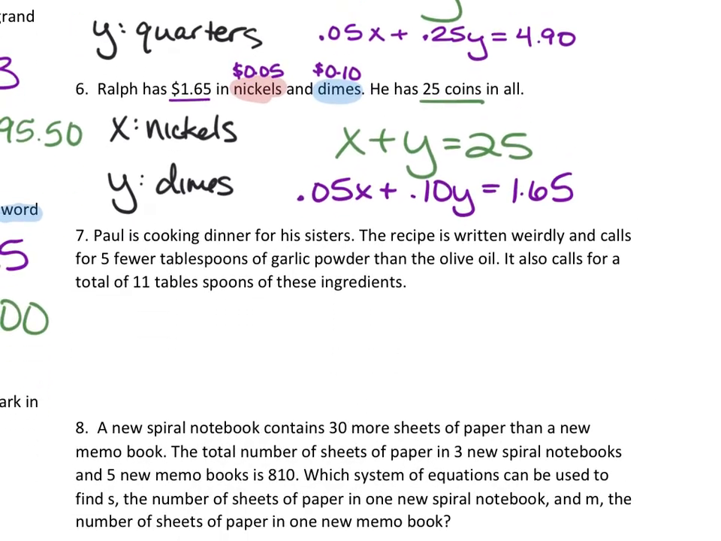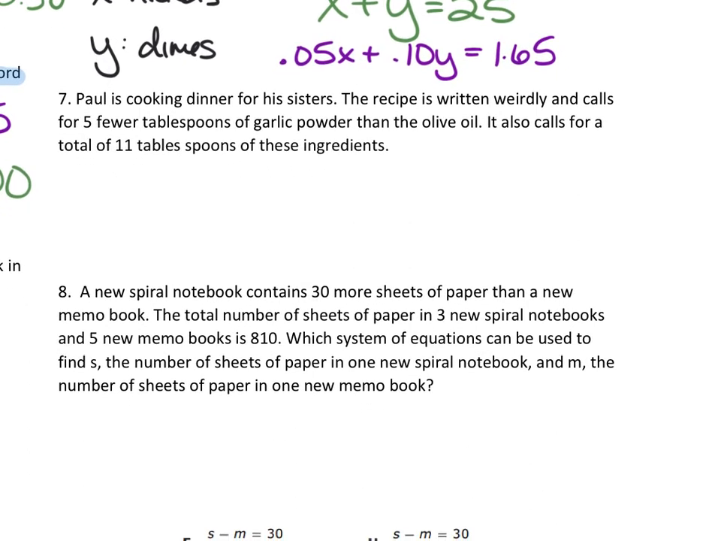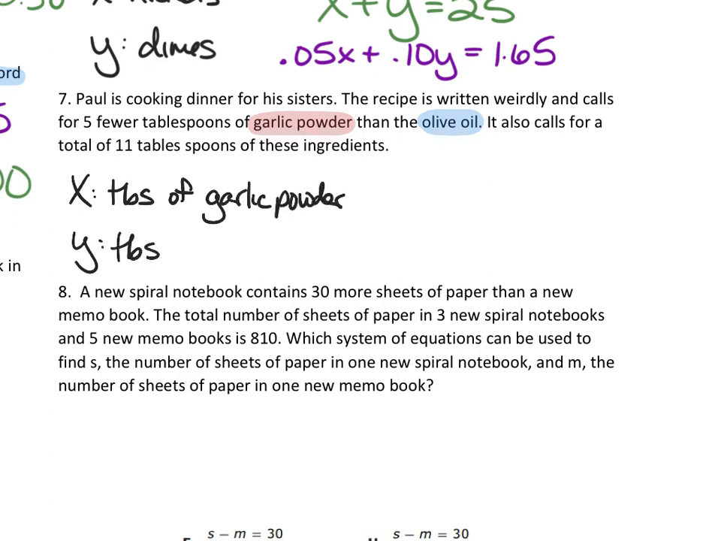Now let's check out these last two questions. Number 7 says, Paul is cooking dinner for his sisters. The recipe is written weirdly and calls for 5 fewer tablespoons of garlic powder than the olive oil. It also calls for a total of 11 tablespoons of these ingredients. All right, here's what I know we're talking about. I know we're talking about tablespoons of garlic powder and tablespoons of olive oil. Okay, I know that's what my variables are going to represent. So tablespoons of garlic powder and tablespoons of olive oil.